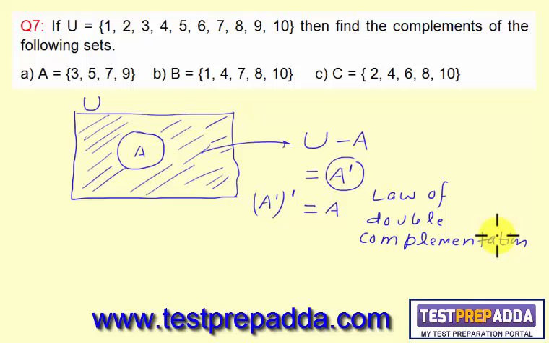Law of double complementation. Now, if I try to find A union A dash, I get U. So A union A dash will have all the elements which are there in the universal set U. And this is called the complement law.